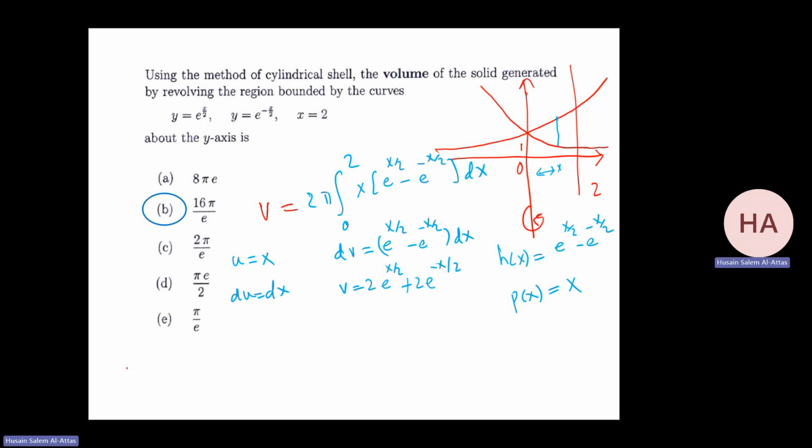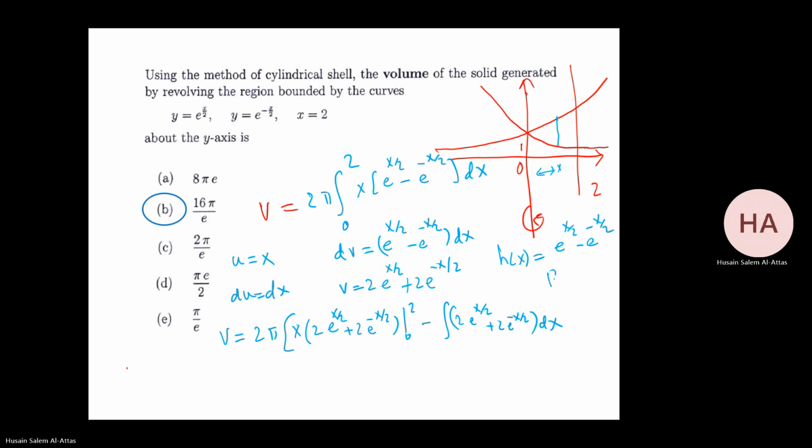Okay. So what is my v? It will be 2 pi integral of what? x times this, from 0 to 2, minus integral of what? 2 e to the power x over 2 plus 2 e to the power minus x over 2 dx. Let me move this a little bit up. Okay.